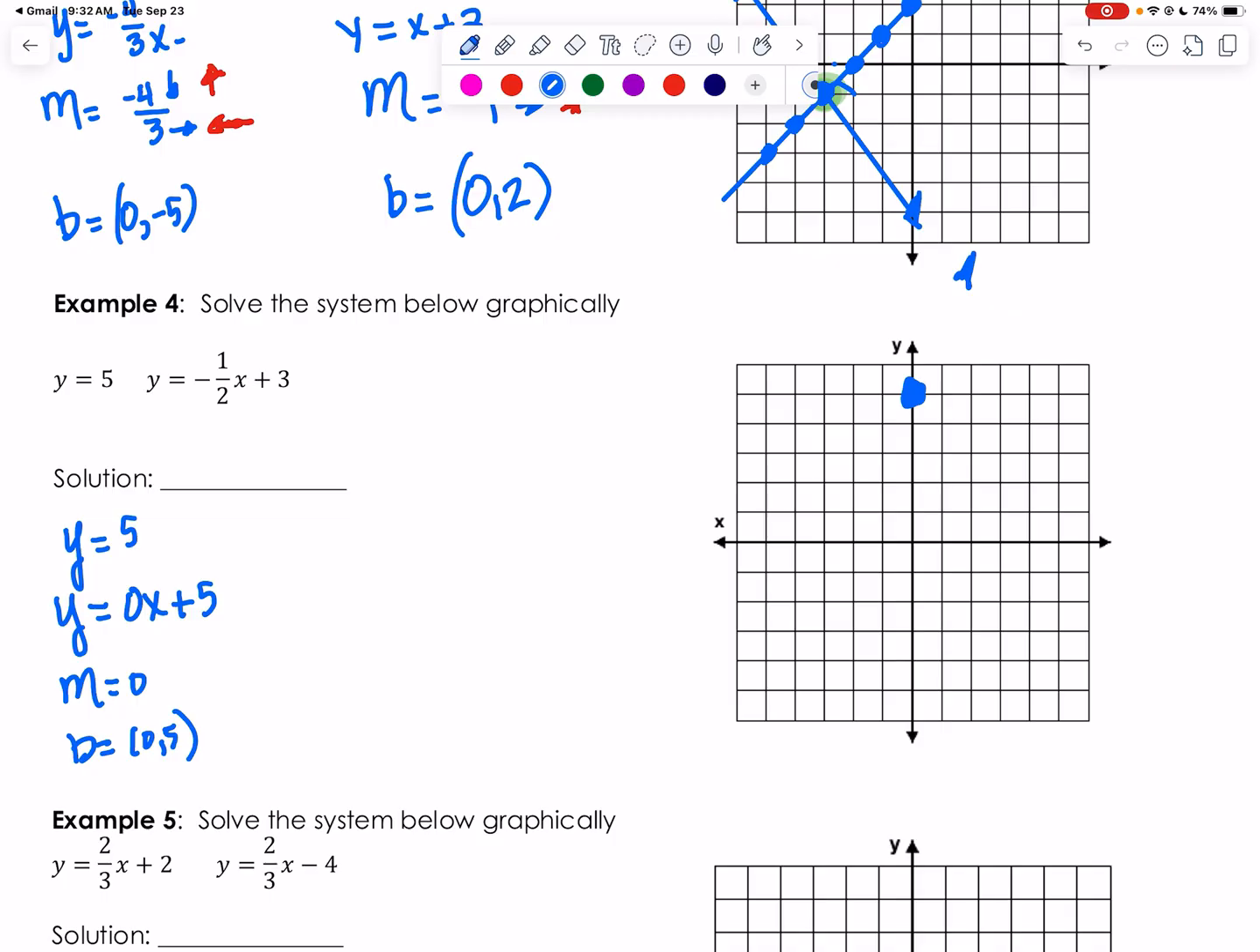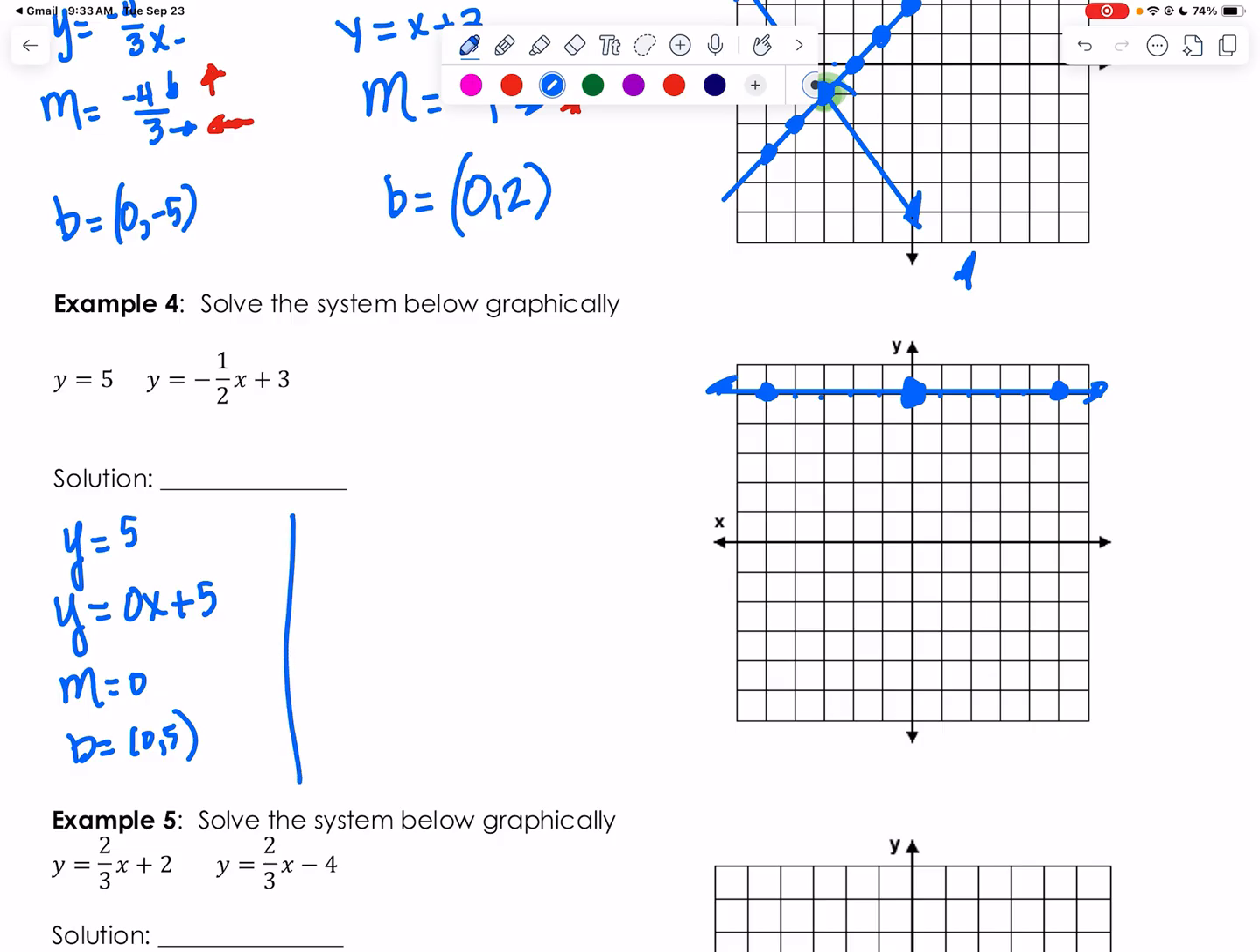I have a slope of 0, so I'm not moving up or down. I'm just going to the right 5 units. 1, 2, 3, 4, 5. And remember, we want to fill up the whole grid, so go to the left 5. 1, 2, 3, 4, 5. So we have a horizontal line at y equals 5. That's our first equation.